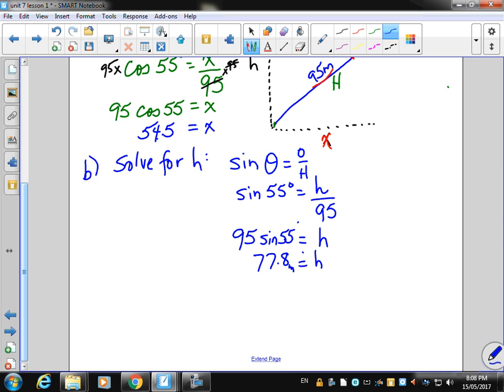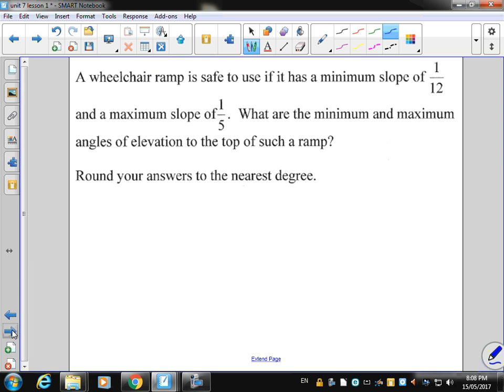All right, let's try a second problem. A wheelchair ramp is safe to use if it has a minimum slope of 1/12 and a maximum slope of 1/5. What are the minimum and maximum angles of elevation to the top of such a ramp? Round your answers to the nearest degree. So let's talk about the smallest that a wheelchair ramp can be. Seems a little strange to me that it has a minimum slope and then the maximum. So I'm going to draw it with a very shallow slope.